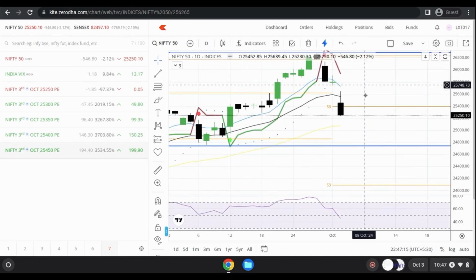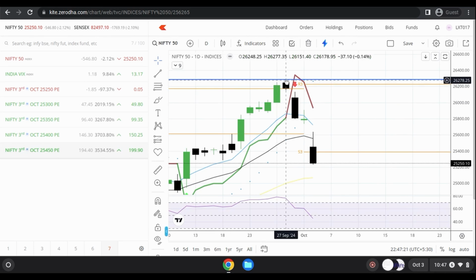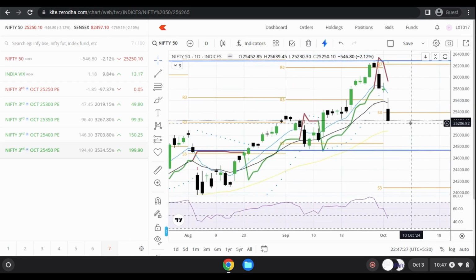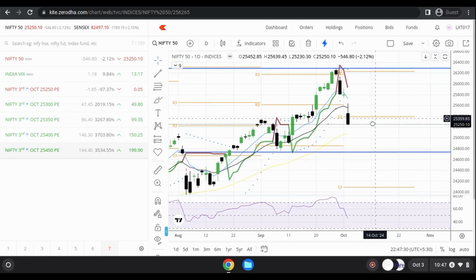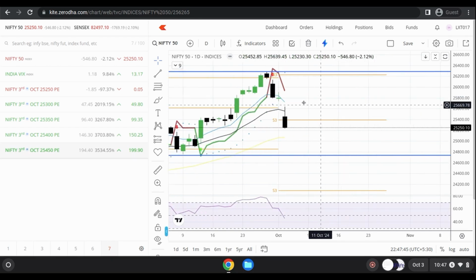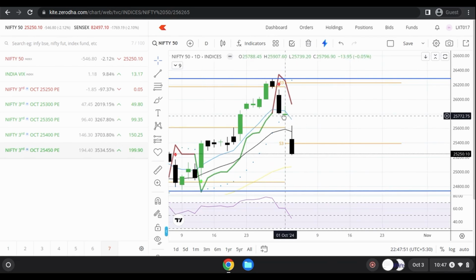Here if you can see, this was the all-time high, right? There was a good upward trend all the way here, and then after the formation of this candle, the trend got reversed for Nifty 50. Also this candle on October 1st was kind of an indecision candle, so it was not indicating a strong up move.